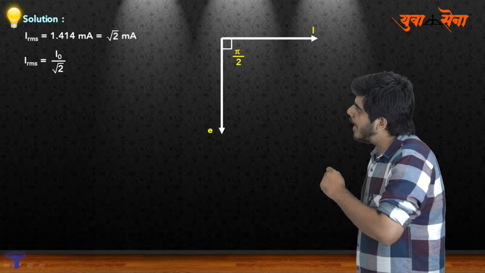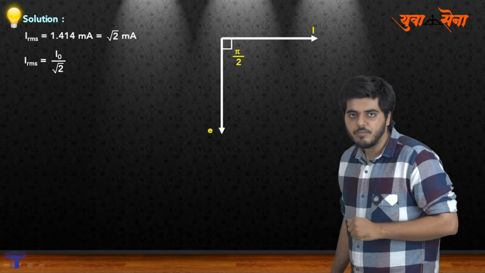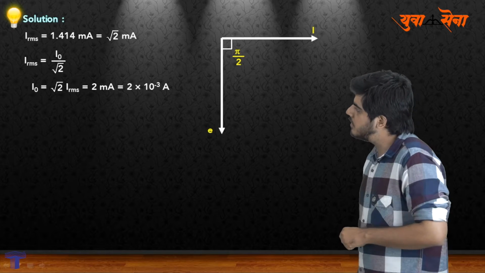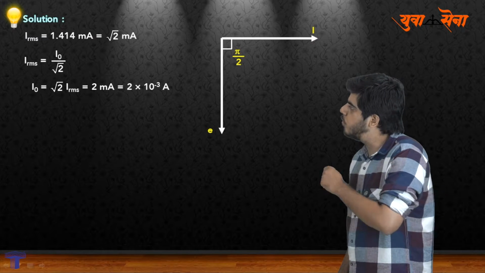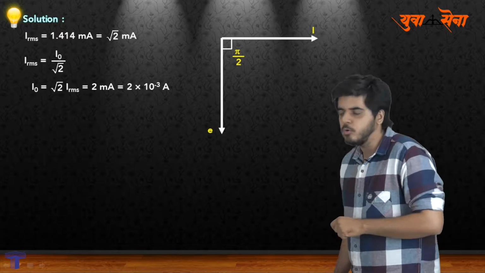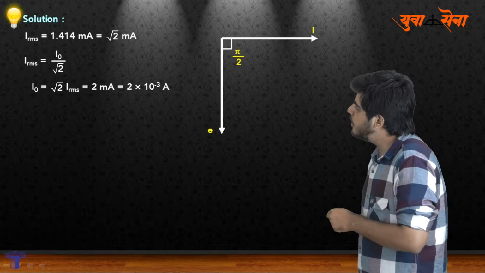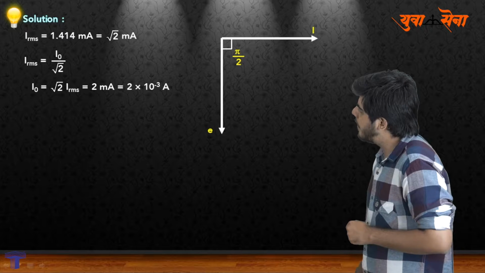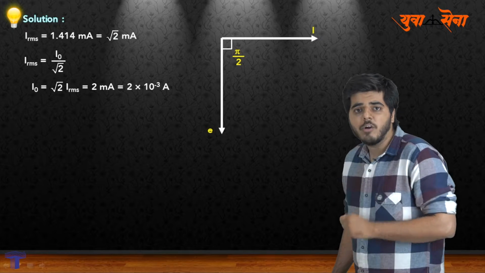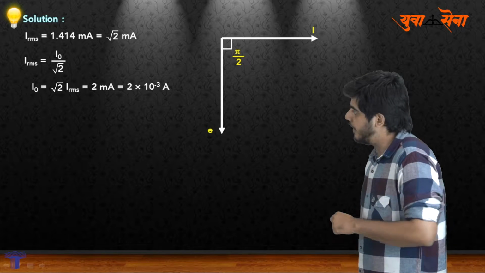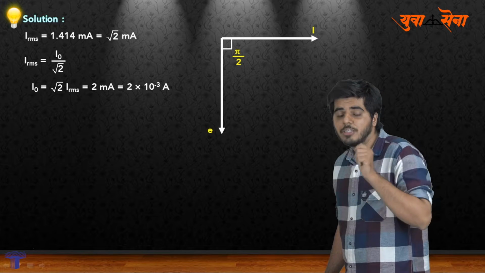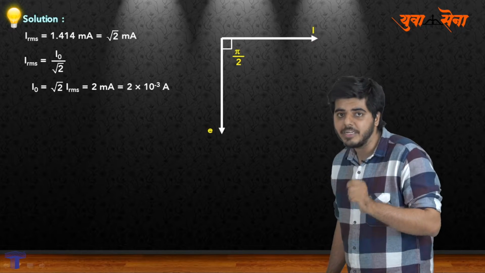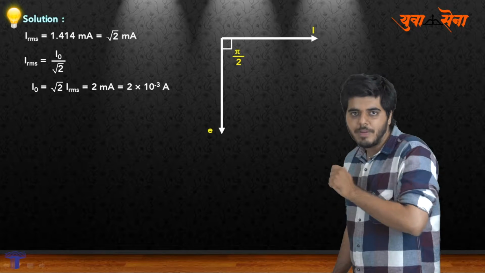IRMS is equal to I naught upon root 2, that is the basic formula. I'm going to get I naught is equal to root 2 times IRMS, that is equal to 2 milliampere, because root 2 into root 2 is equal to 2. So I get it as 2 into 10 to the power minus 3 ampere. I got the value of my maximum current. Why am I calculating my maximum current? Because in my graph I should know the value of maximum current and maximum EMF on which my graph is plotted.